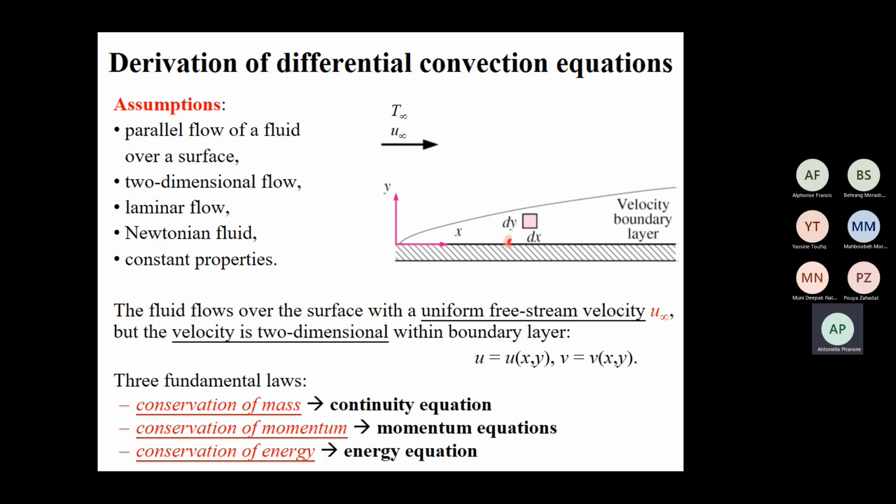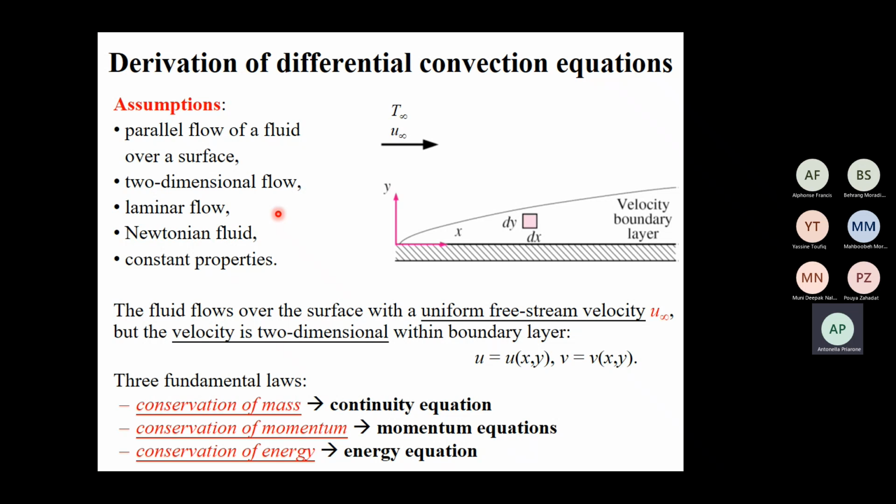That means I have a zone near the plate in which I have a velocity gradient, the velocity changes inside the boundary layer. The assumptions that I have to consider are parallel flow over a flat plate. Two-dimensional flow, we consider only the analysis in the xy plane, and we consider a unitary dimension in the direction normal to my slide, to my plane. We consider laminar flow. At the end of this chapter, I will introduce some elements about turbulent flow. In this case, we consider only laminar flow.